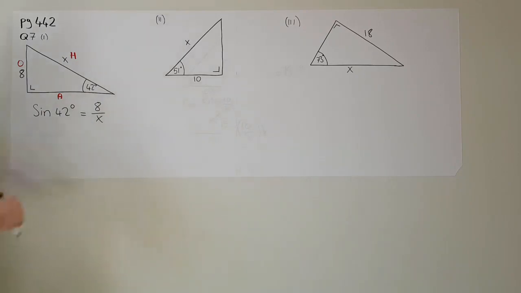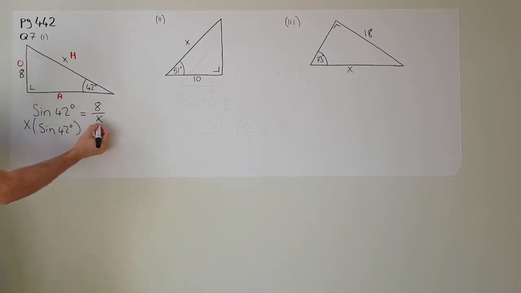Now, x is part of the fraction and we want to find the value of x, so we have to isolate x out of that fraction. x is the denominator, so we're going to multiply both sides by x. On the left you have x times sine 42 degrees. Multiplying and dividing by x will cancel, so we're left with 8 on the right hand side. When I multiply and divide by the same number, they cancel each other out.